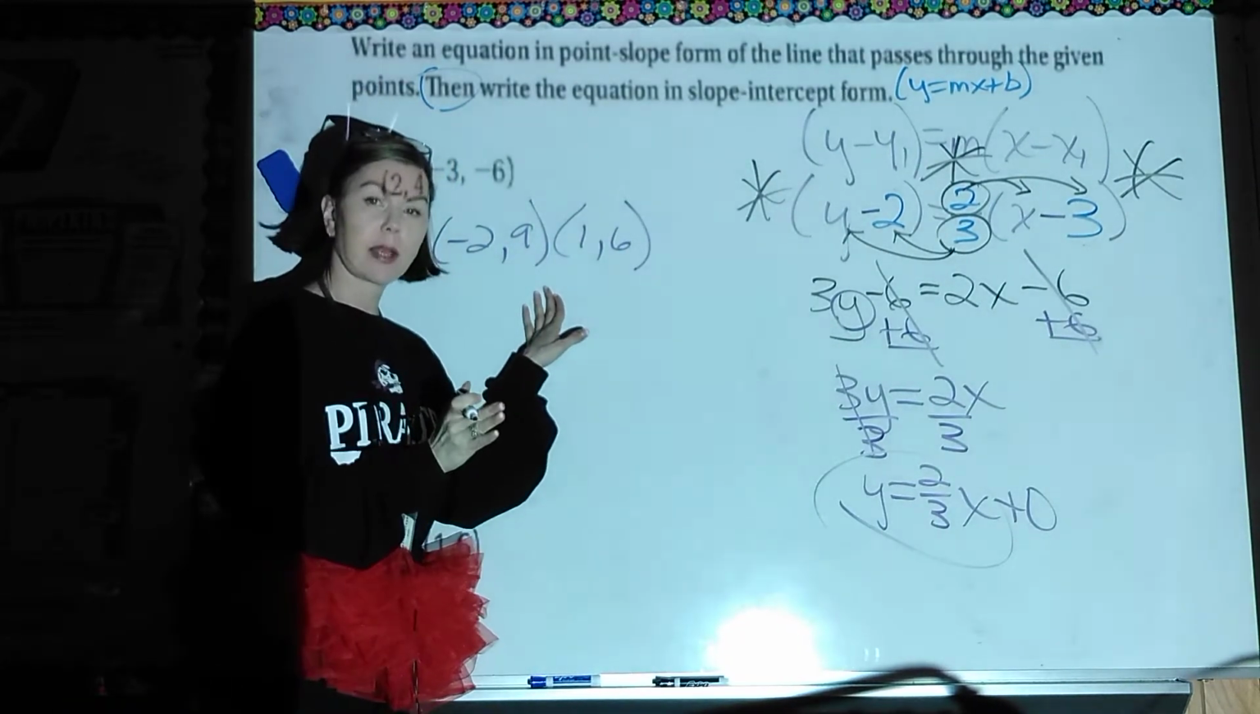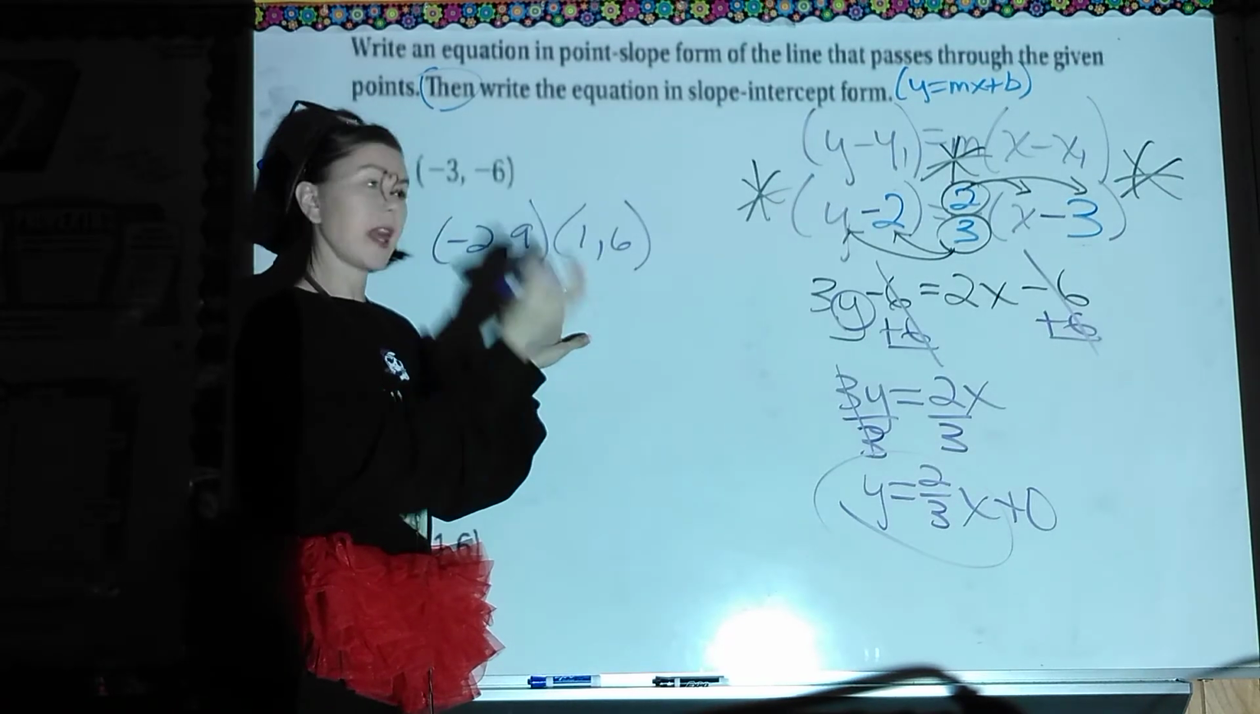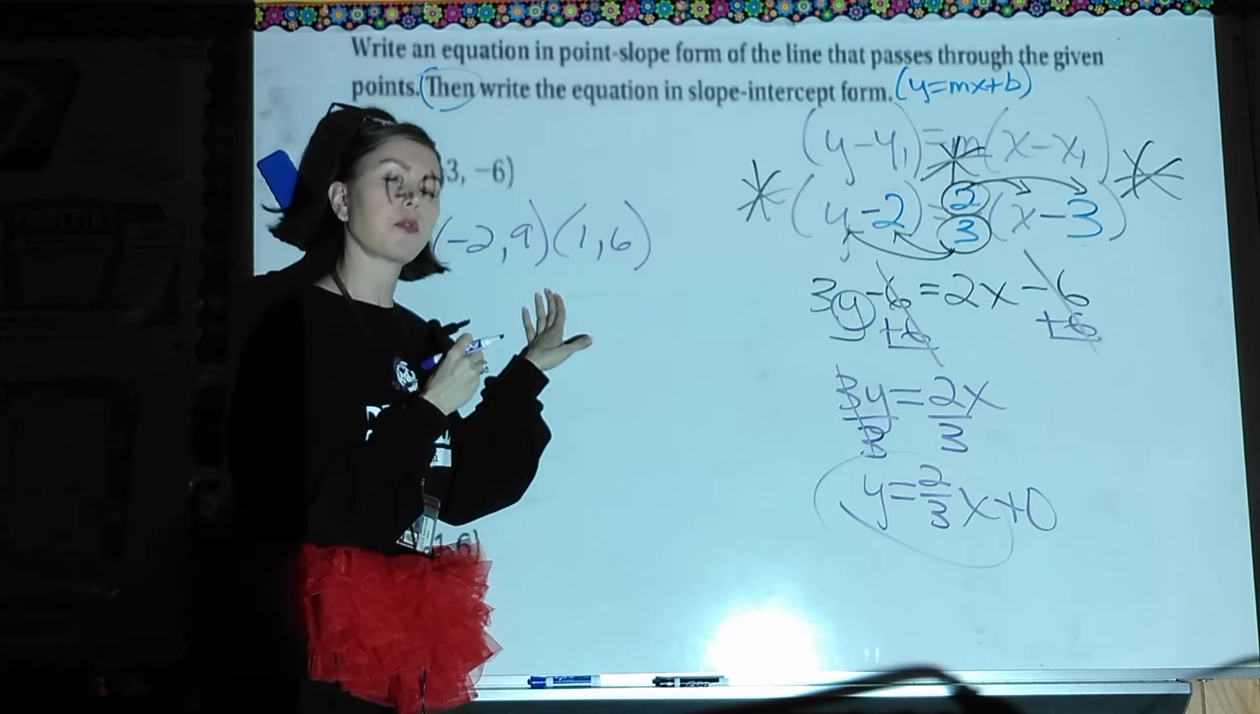So you're going to take these 2 points, write the equation of a line in point-slope form. Then solve for slope-intercept form. You can do it. Go for it, people. Go.